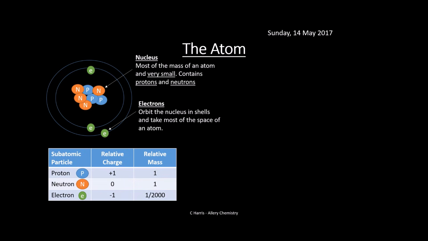In terms of the structure of these, the relative charge of protons is +1. The mass is 1. For neutron, it's neutral, so it has no charge. Relative mass is 1, same as a proton. Electrons are negatively charged, so they have a charge of -1, and their relative mass is 1/2000. So you can't put no mass, you have to put some mass, because electrons do have a mass.